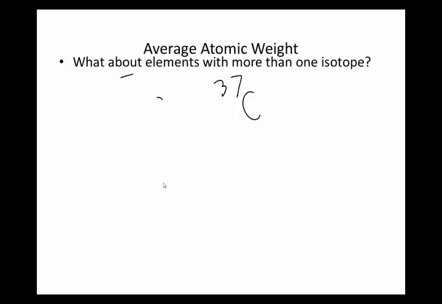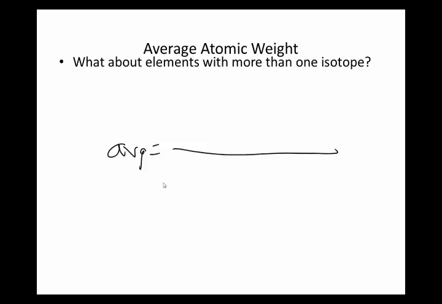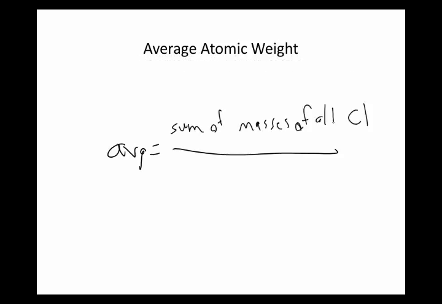Of course, what we're going to do is take an average: we're going to add up the sum of masses of all chlorine atoms in the universe, divided by the number of chlorine atoms in the universe. Okay, that's ridiculous. That's not practical, right? I can't go add them all up. So we have to have a different way of doing this. I'm going to do what's called a weighted average.